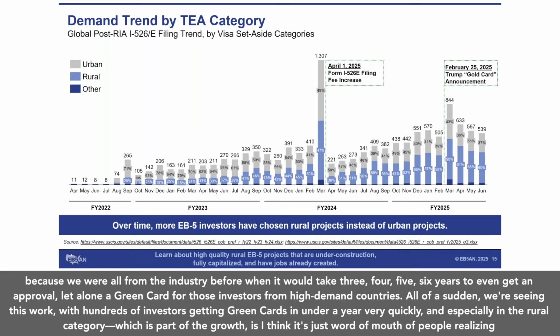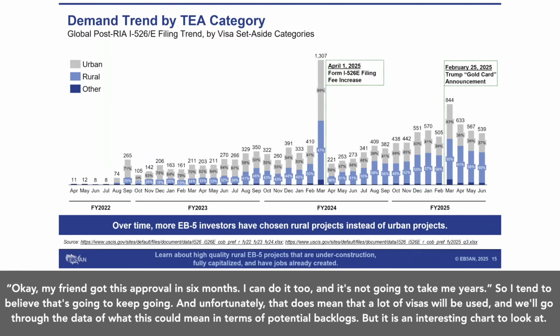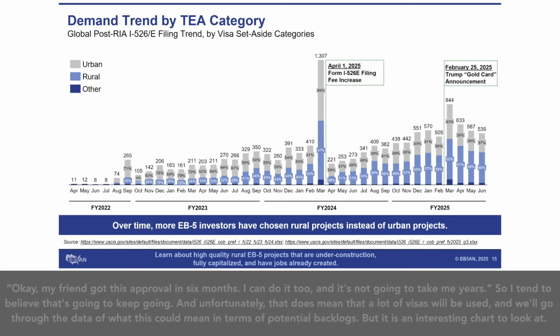And especially in the rural category, which is part of the growth, I think it's just word of mouth of people realizing, okay, my friend got this approval in 6 months, I can do it too, and it's not going to take me years. So I tend to believe that's going to keep going. And unfortunately, that does mean that a lot of visas will be used, and we'll go through the data of what this could mean in terms of potential backlogs. But it is an interesting chart to look at.